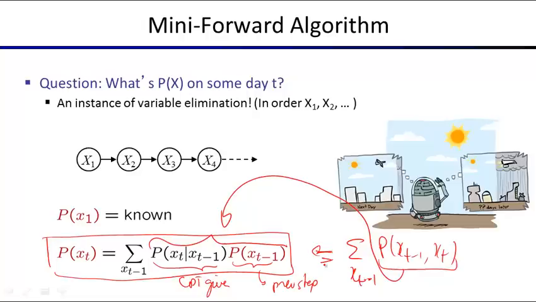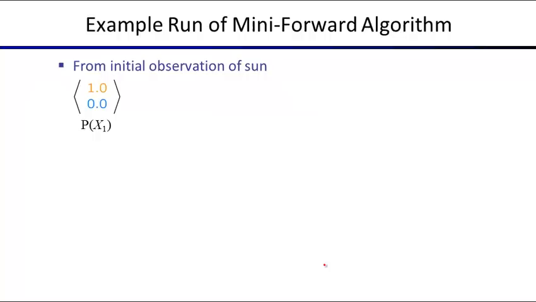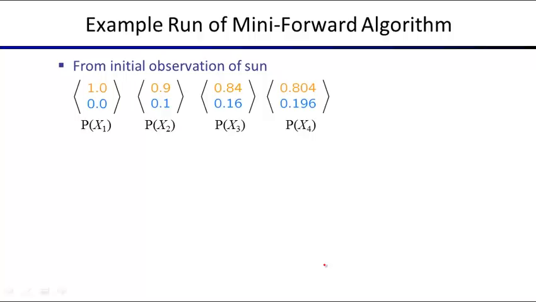All right, so we know how to run the mini-forward algorithm. Let's see what happens if we actually run it on our example. We start with all sun, probability 1. We apply this. We get 0.9, 0.1. We apply this again. 0.84, 0.16. Apply this again. Keep applying this. And I ran this till t equals infinity. And at t equals infinity, it happens to land at 0.75 and 0.25.